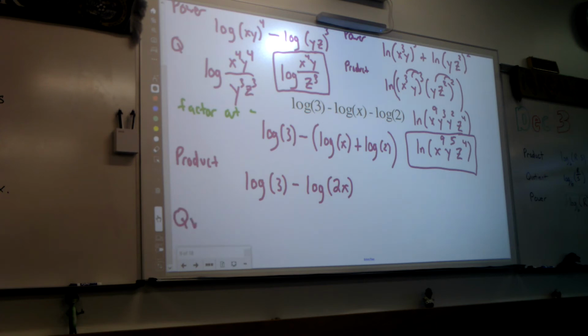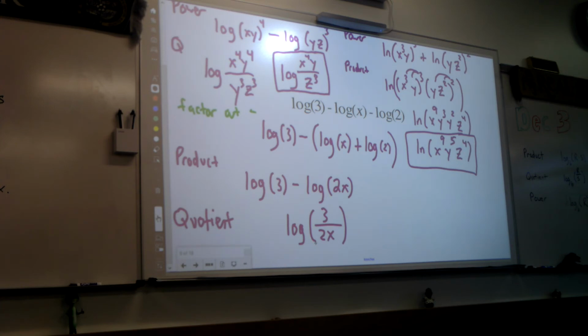They're subtracting, so let's use the quotient property. So I'm going to write this as log of 3 divided by 2x. And that's how I'm going to write it. That'd be the correct one.